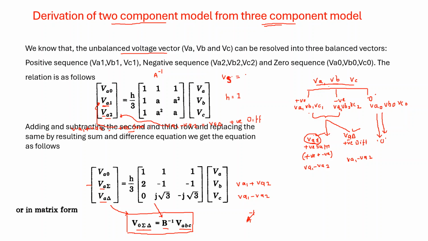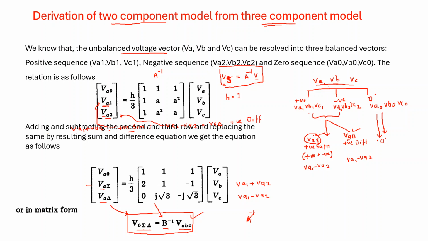Vs equal to A inverse into V. So this is a three component model. Vs is the vector of three components, A inverse is this matrix, and V is the vector of the unbalanced voltages. So this is the three component model, and whatever we have here is the two component model, VA summation delta. So we understood how this is obtained.